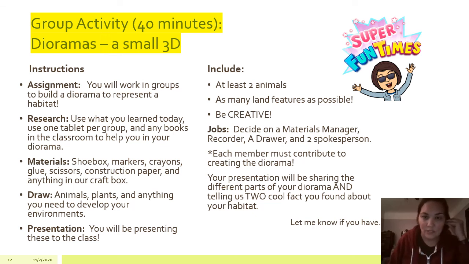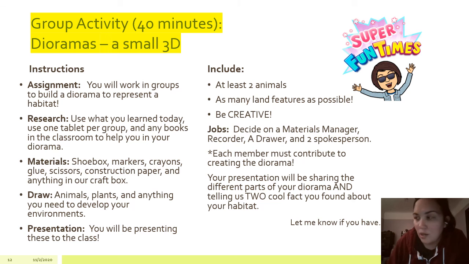So you can have 40 minutes to work on your project, and then we'll come back together and do some presenting, okay? You need at least 2 animals. At least 2. If you could do more, if you have more time, do more. You're going to create as many land features as you can. So you can cut up paper for snow, for example, okay? Or blue construction paper, make waves out of it somehow. You guys have to be creative here, okay?